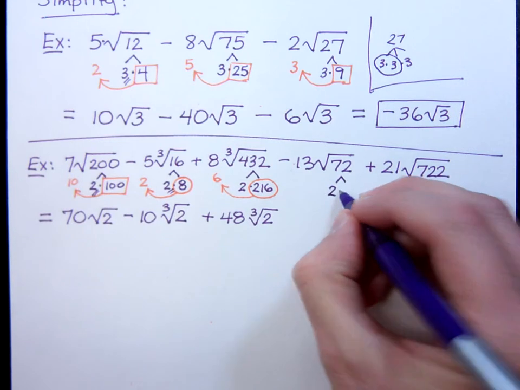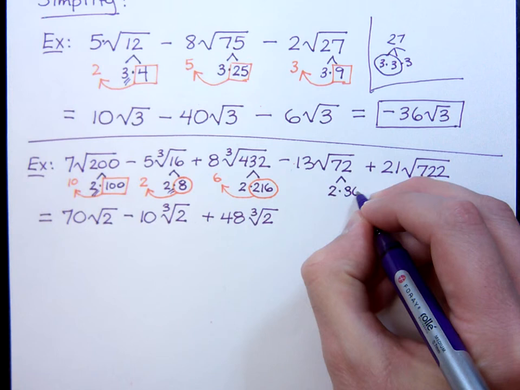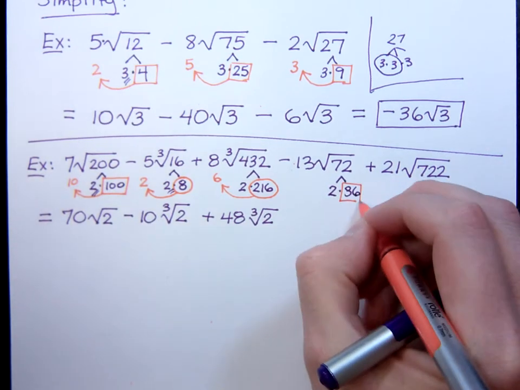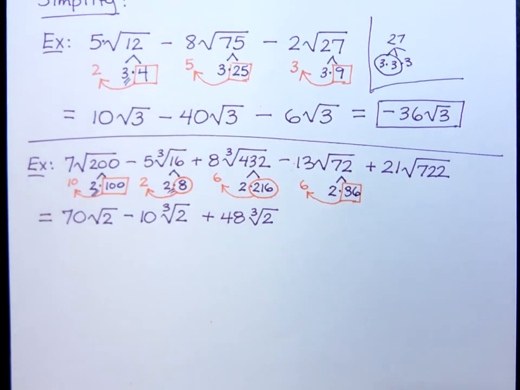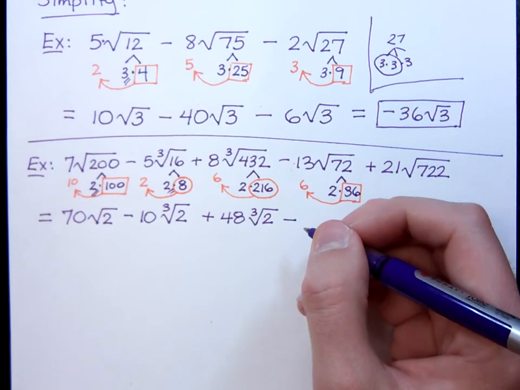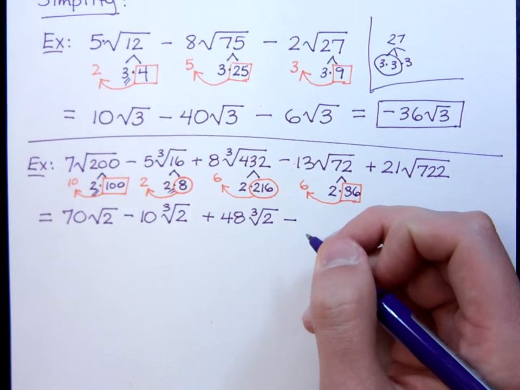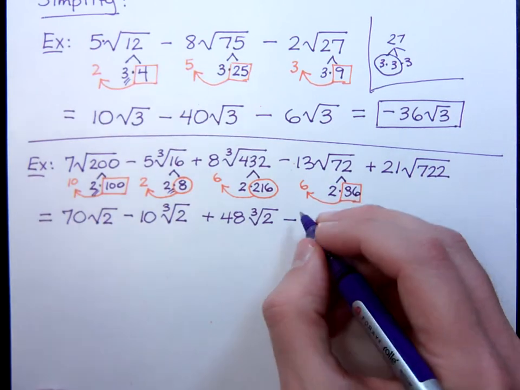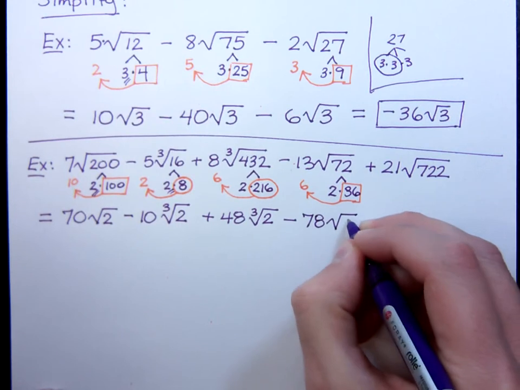2 times what gives you 72? 36. And then what's the square root of 36? 6 times 13. Is what? No, really. 6 times 13. What's 6 times 10? What's 6 times 3? Add them together. Yes, 78. You guys really are trying to destroy me. It won't work.